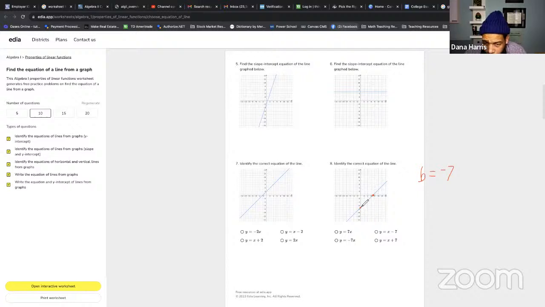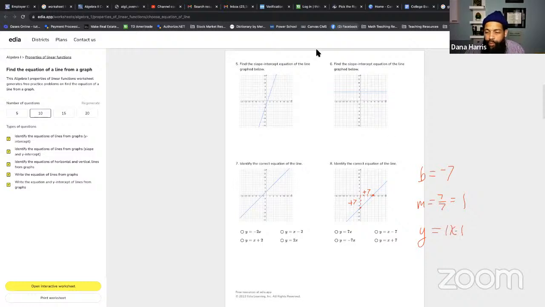So I'll go up 2, 4, 6, or actually 7, I'm sorry. So plus 7. And then from here, I go over 2, 4, 6, 7. So boom, plus 7. So here we have our slope is 7 over 7, which equals 1. So my equation is y equals 1x minus 7.